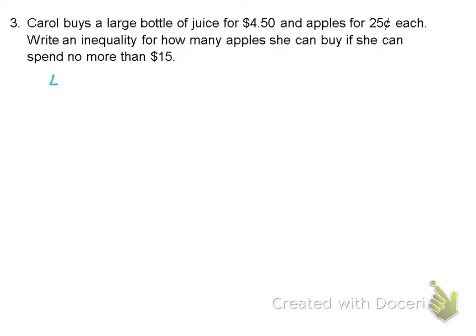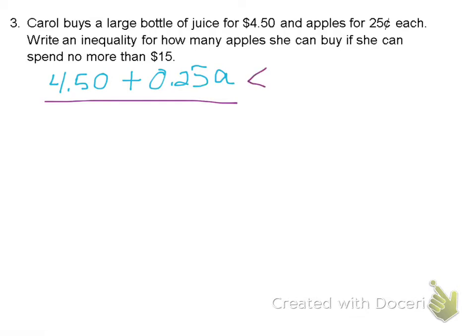So she's going to definitely be spending $4.50, and then she's going to be spending 25 cents per apple. So that's 25 cents times the number of apples that she buys. And she wants to spend no more than $15. So $15 is the highest it can go. So the amount of money that she's spending, which is this, has to be less than or equal to $15. And that's our inequality. And that's the end of today's notes.